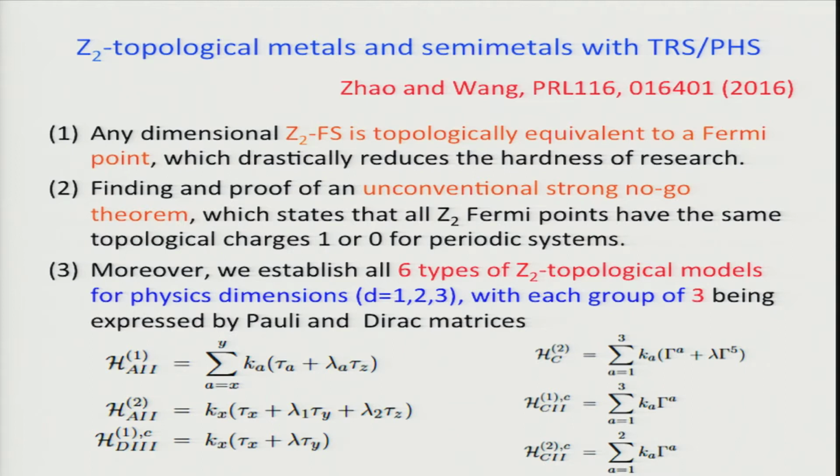Besides, in order to collaborate with experimentalists, we list all possible cases using some simple ones. Three can be represented by the Pauli matrices, the other three by the Dirac matrices. From the previous table, you can find there are only 6 types of Z2 Fermi surface that may exist here. So we give examples for physical dimension d equal to 1, 2, 3. Some of them have already been realized with our experimental collaborators.